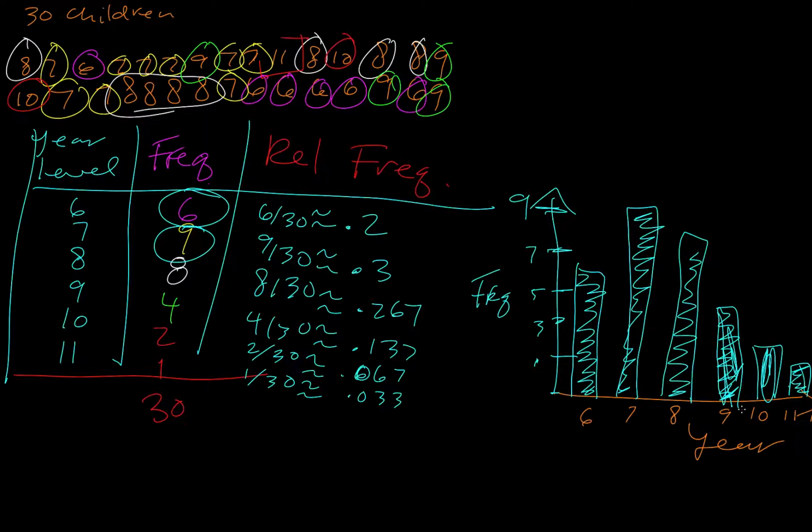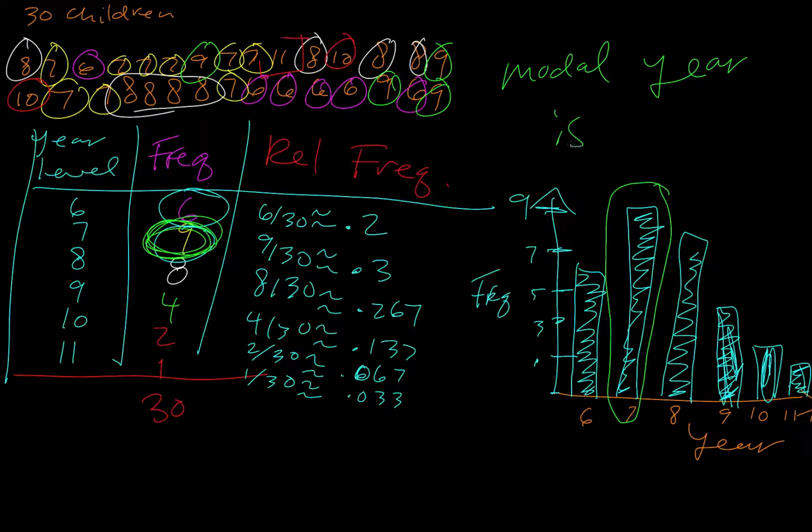Okay, part C. What is the modal year level of the children? So all that means is we go to the frequency. We can look on the table or on the graph. So on the graph we see that 7 is the tallest. Over here we see that 7 gives us the biggest number, and so the modal year is 7. Okay, part D. Describe the shape of the distribution. Are there any outliers?